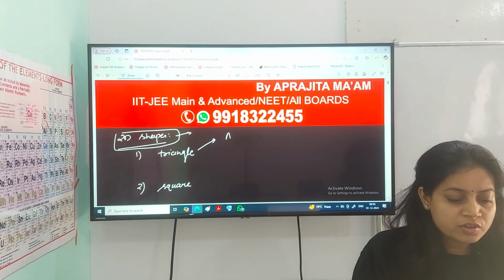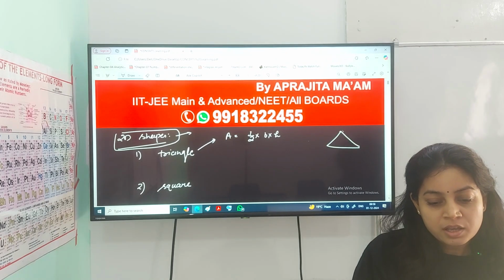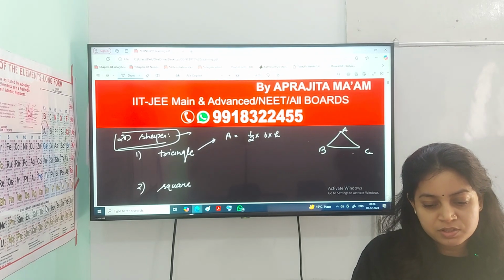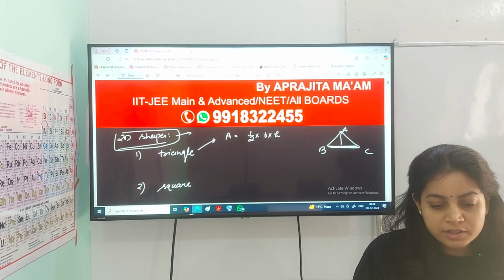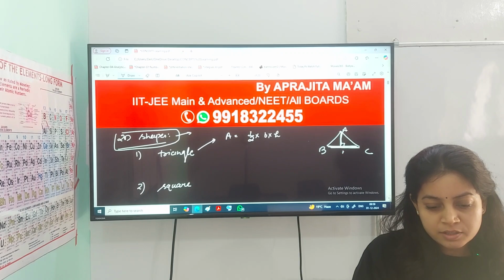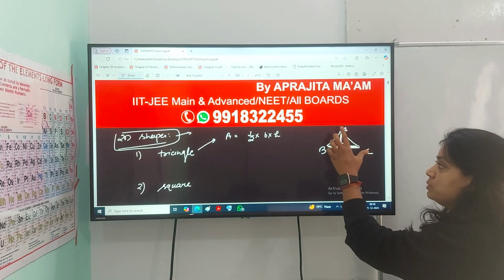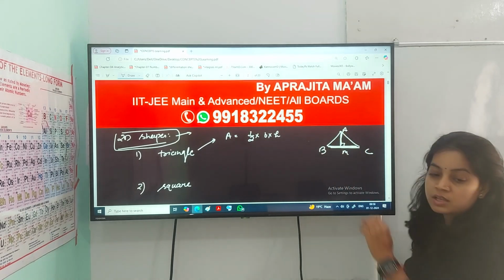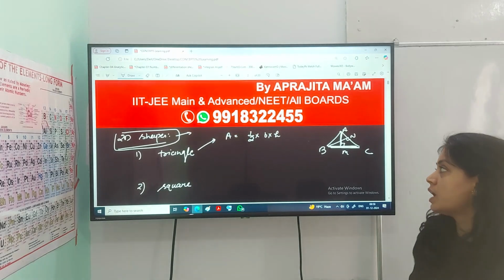So what is the area of the triangle? We all know that it is 1/2 into base into height. What is base and what is height? If I'm taking the triangle ABC, if this side CB is the base, then this altitude I'm drawing, AM will be the height. So in this triangle, base can be AC. If AC is the base, then BN can be the height.